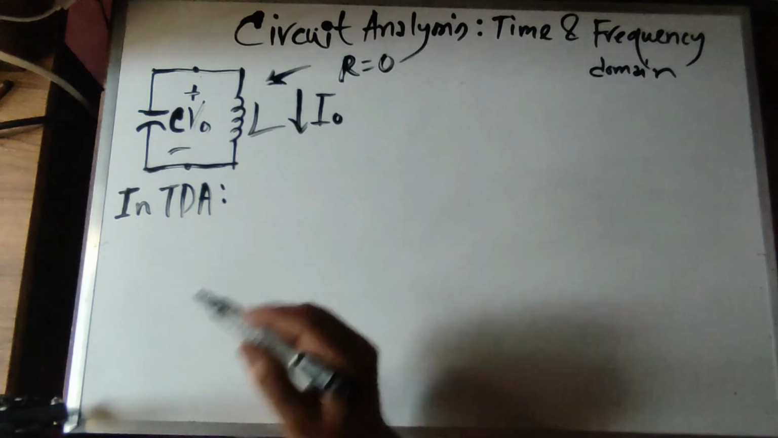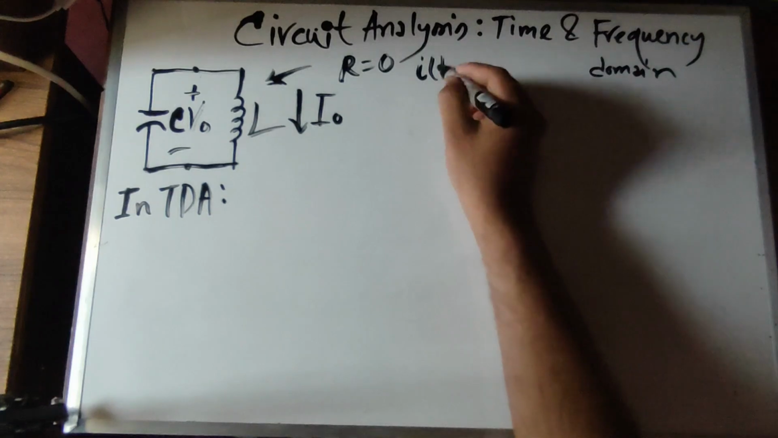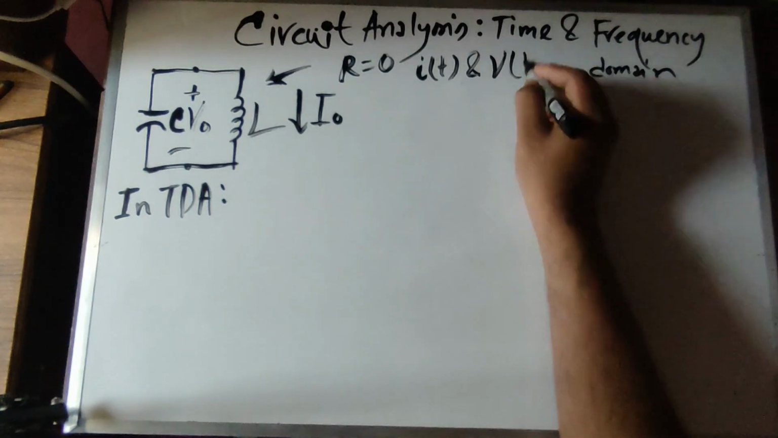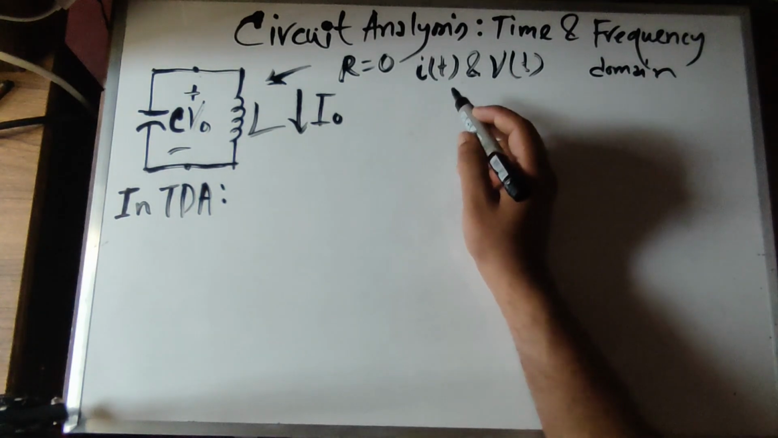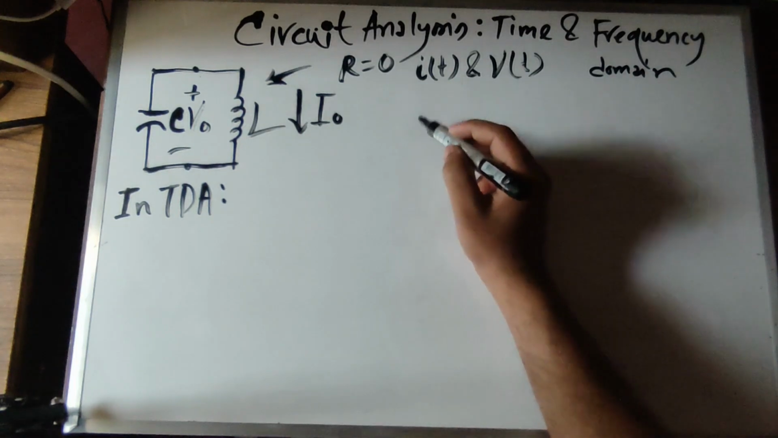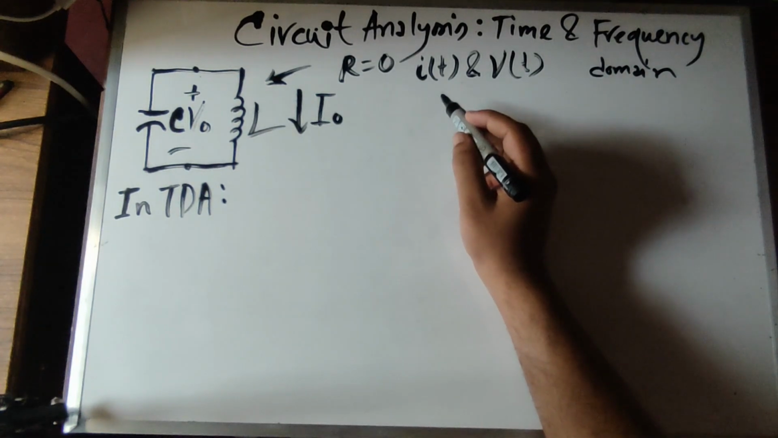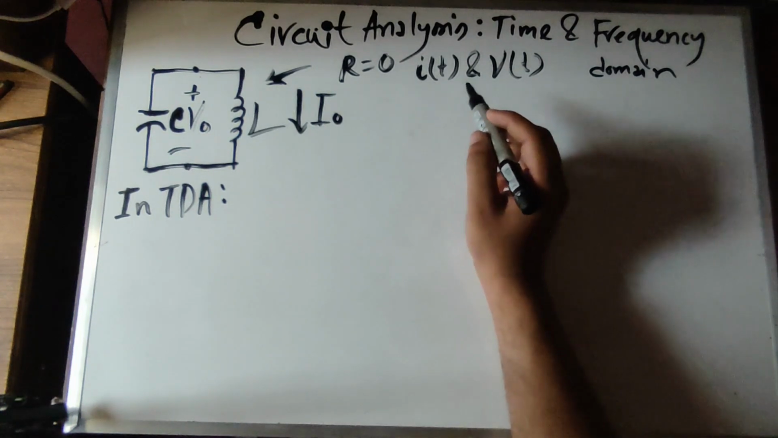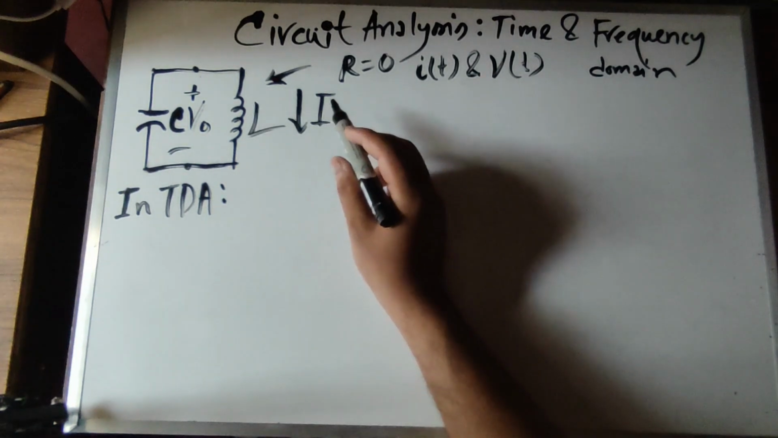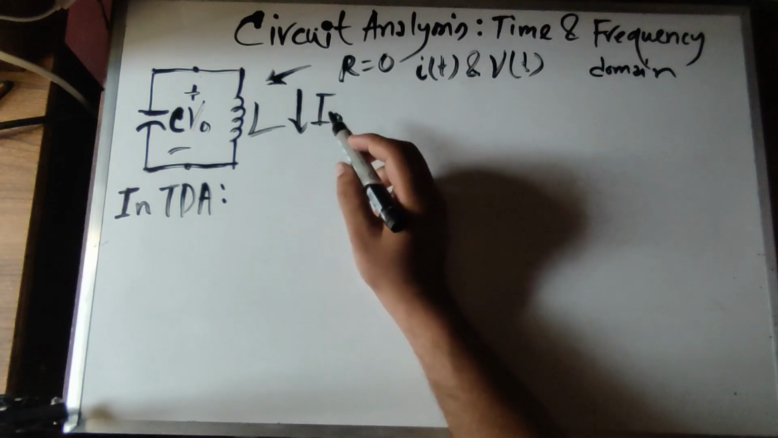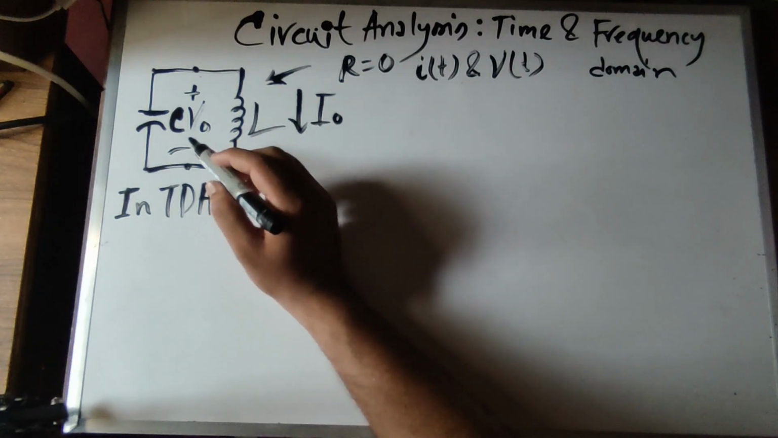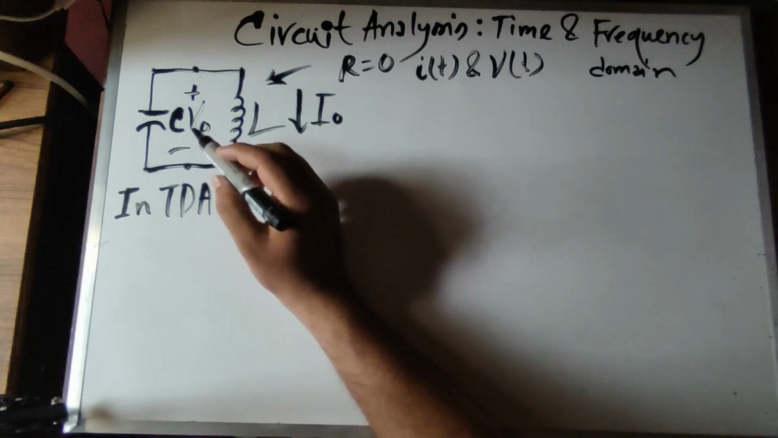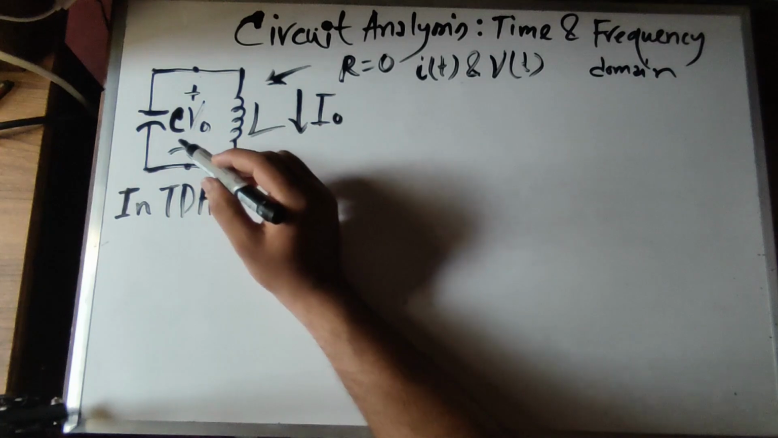And the response will be both current and voltage, and it will be an oscillating one, which will be undamped, and which will oscillate for indefinite time. So here the initial current states that energy is stored in the magnetic field inside the inductor, and the initial voltage states that initial energy is stored in the electric field across the capacitor.